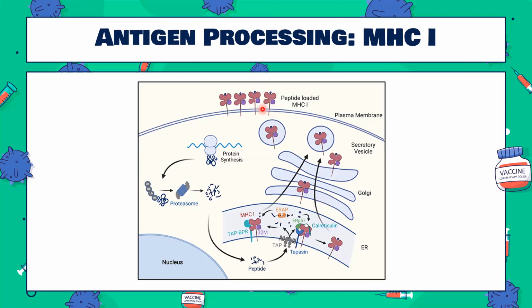Once this MHC class 1 is presented, our CD8 positive cytotoxic T cell will recognize it and realize something is wrong here. I should not be seeing this type of peptide. I should not be seeing this type of antigen. It should be normal, right? So it is going to perform its cytotoxic ability and kill this cell. Is that clear for everyone? Is MHC class 1 clear?